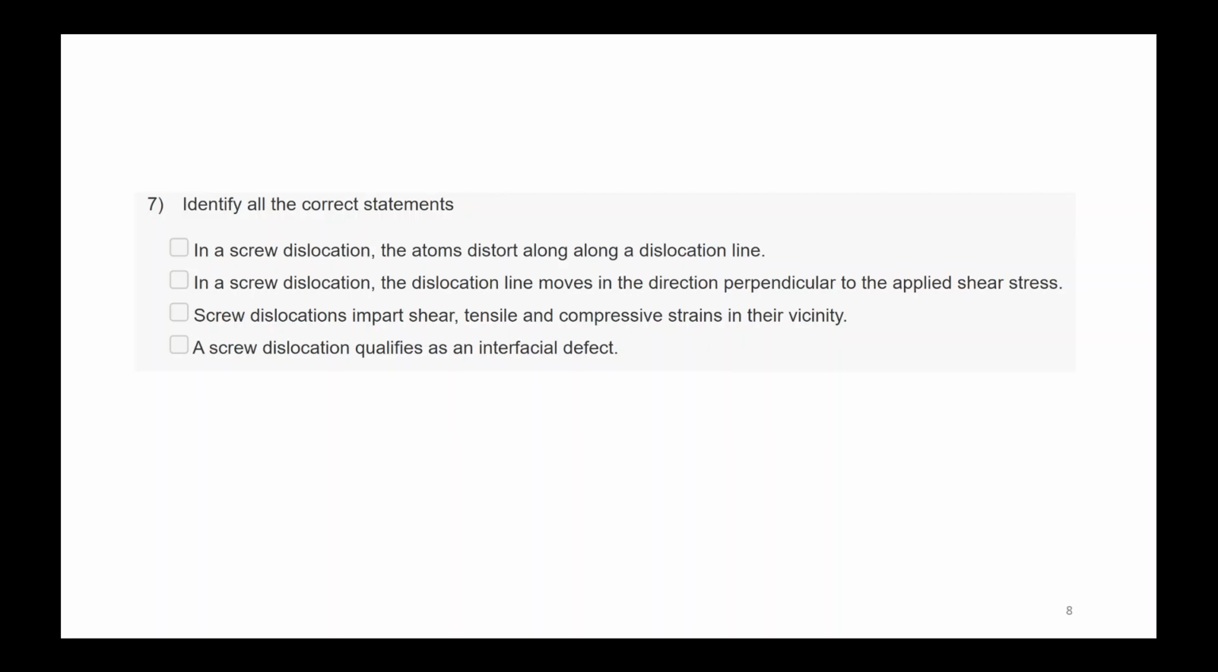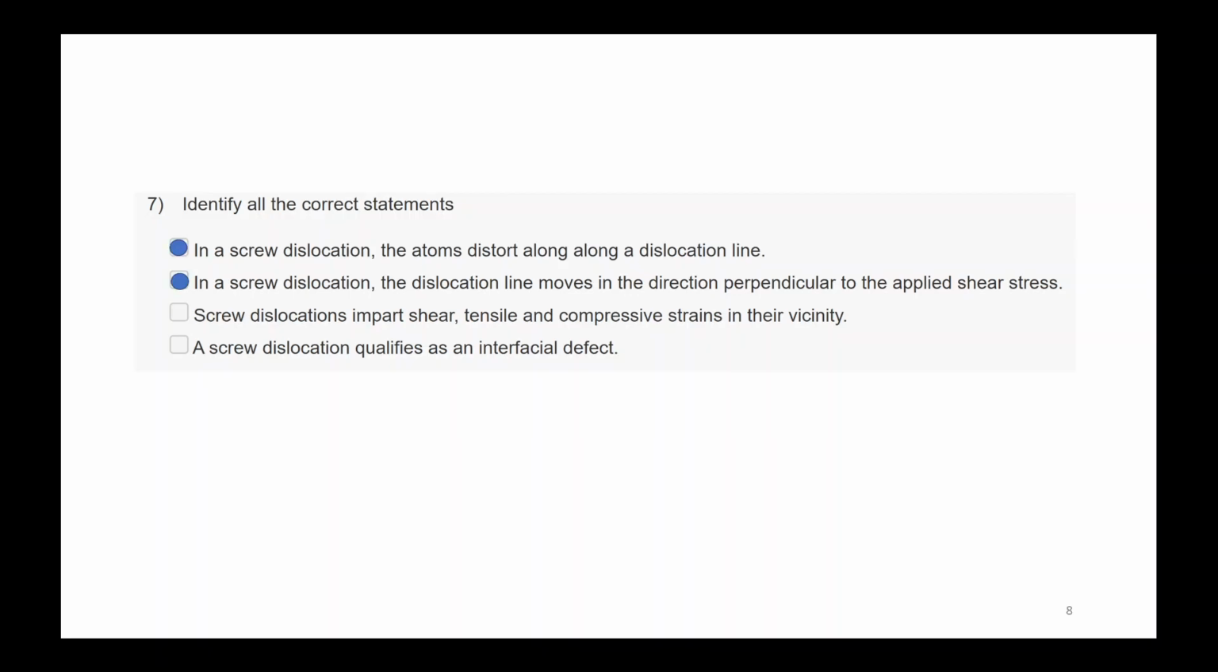Now the seventh question is: identify all the correct statements. First, in a screw dislocation, the atoms distort along a dislocation line, and in a screw dislocation the dislocation line moves in the direction perpendicular to the applied shear stress. Or, a screw dislocation imparts shear, tensile and compressive strain in its vicinity. And a screw dislocation qualifies as an interfacial defect.